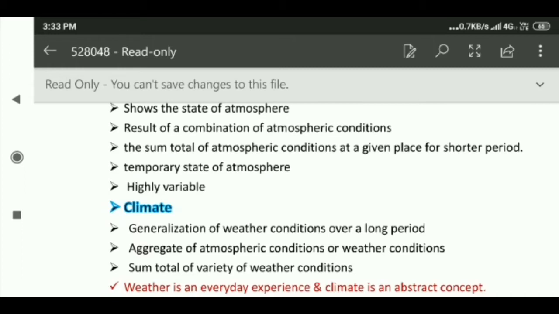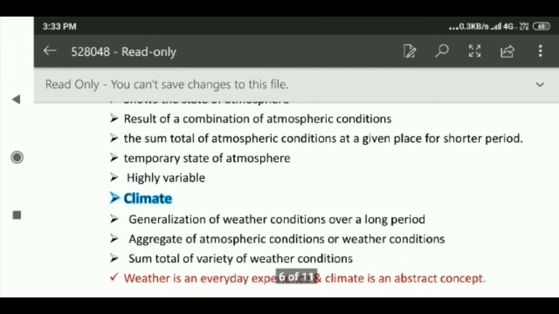Climatology is the generalization or sum total of the variety of weather conditions. Climate may be simply defined as average weather. In short, weather is the sum total of atmospheric conditions at a given place at a given time, and climate is a generalization or integration of weather conditions for a given period of time within a given area.